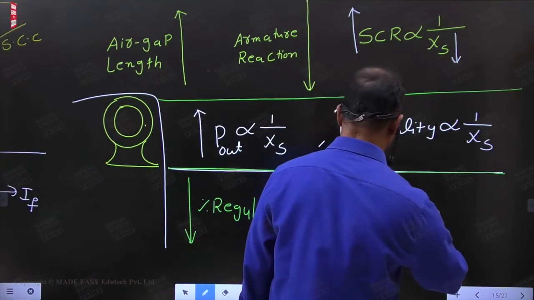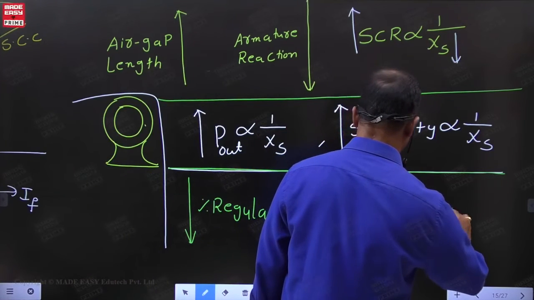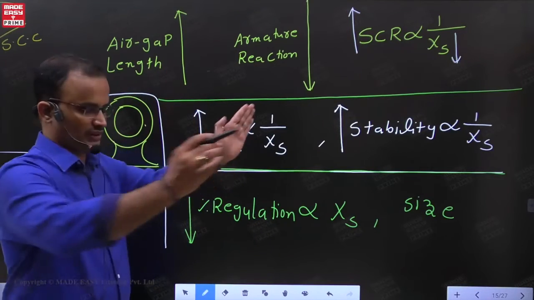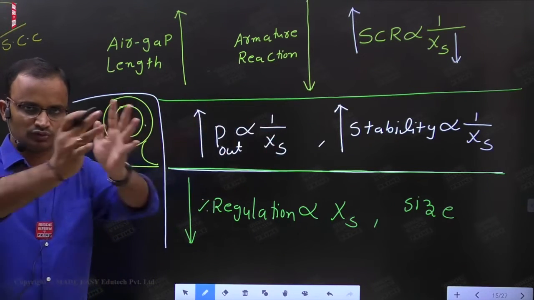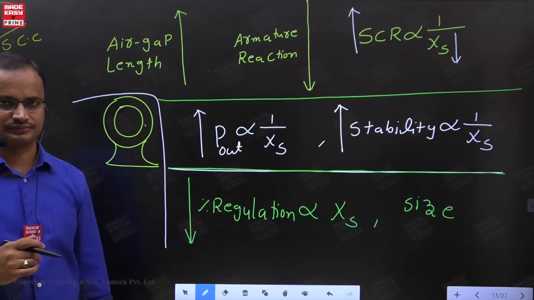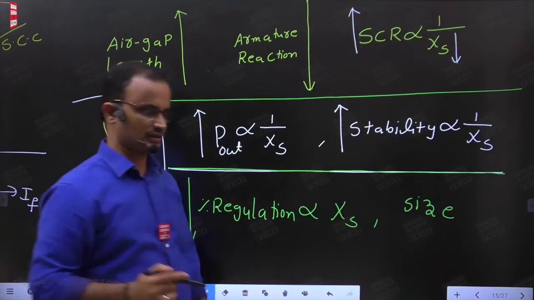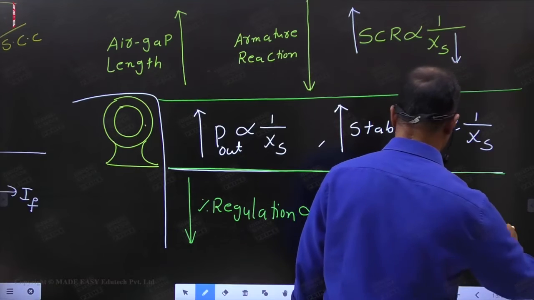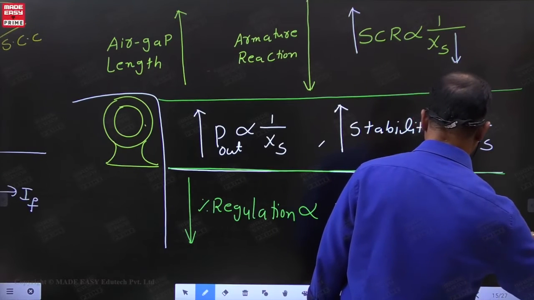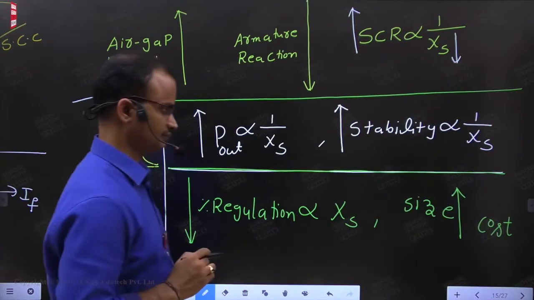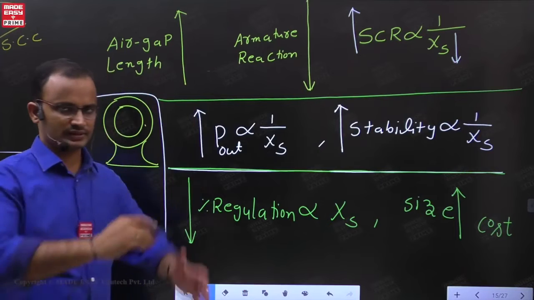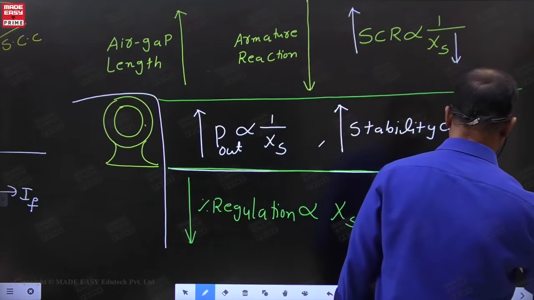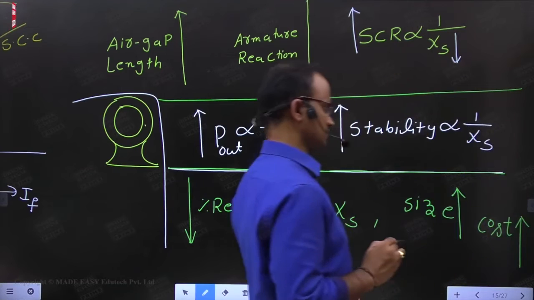Come to the size. In this example, whenever the length of the air gap increases, the size of the machine also increases. Come to the cost. Now, whenever the size increases, obviously the cost of the machine also increases.